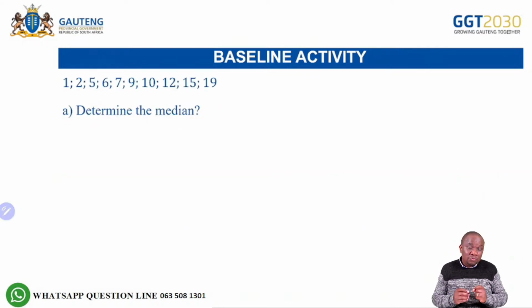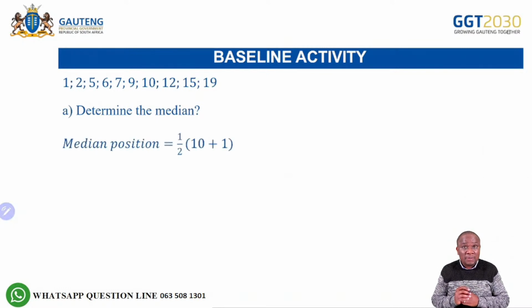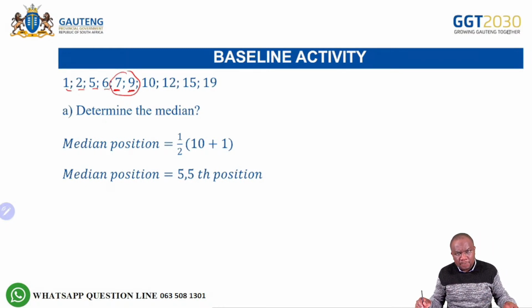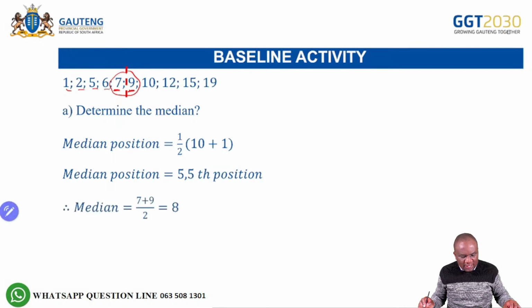So how do we find the median? We're going to start by finding the median position. So we say 10 plus 1 divided by 2, which is 11 divided by 2, which is 5,5. That's the position, meaning that our median is between the 5th data item and the 6th data item. So it's 1, 2, 3, 4, 5. So it's between 7 and 9. Sometimes you don't even need to calculate which number is between 7 and 9. It is 8. Do you see that? Okay, so we say 7 plus 9, which is 16. 16 divided by 2, we get 8. So the median is 8.